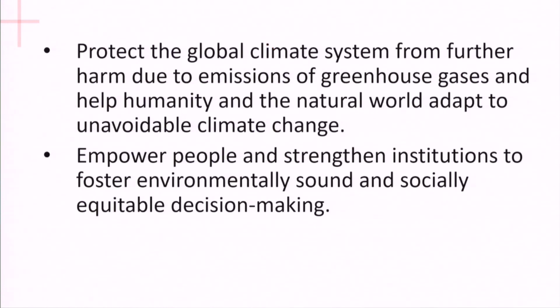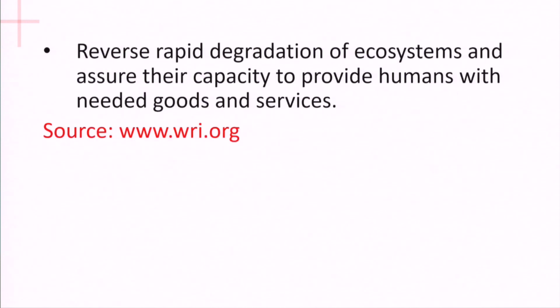They wanted to protect the global climate system from further harm due to emission from greenhouse gases and to help humanity and the natural world to adapt to the unavoidable climate change. They empowered people and they wanted to strengthen the institution to foster environmentally sound and socially equitable decision making process. Their aim was to reverse the rapid degradation of the ecosystem that is happening and to assure that the capacity to provide humans whatever they require, the goods and services, is given in a sustainable manner.